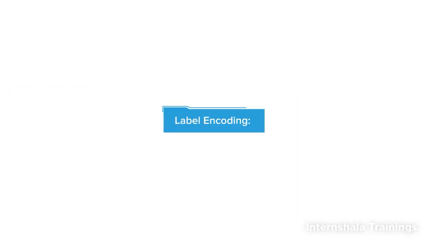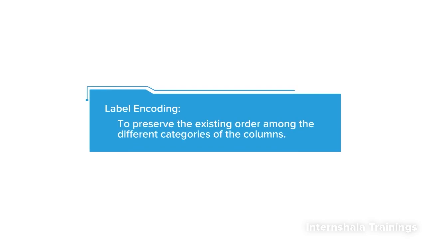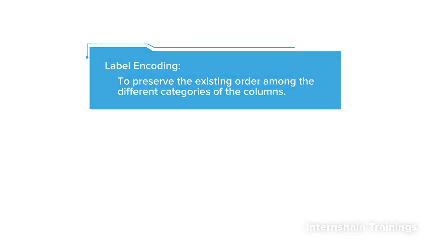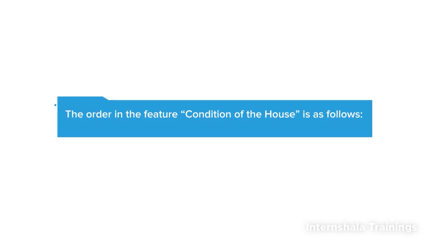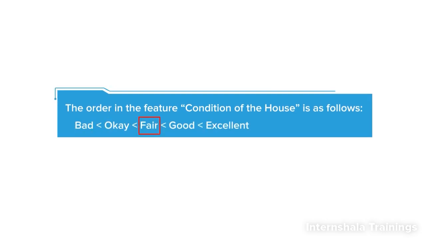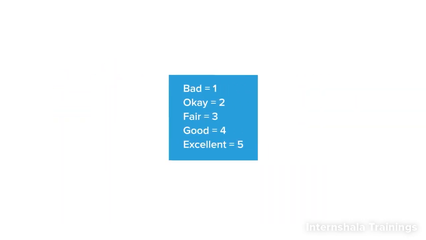Now let's look at label encoding. Label encoding is used when we want to preserve the existing order among the different categories of a column. For example, let's say the order in the feature condition of the house is bad, okay, fair, good, excellent. In this case, we are very much aware of the relative order between the different categories of the variable. Therefore, we can label encode them as bad equal to 1, okay equal to 2, fair equal to 3, good equal to 4, and excellent equal to 5.